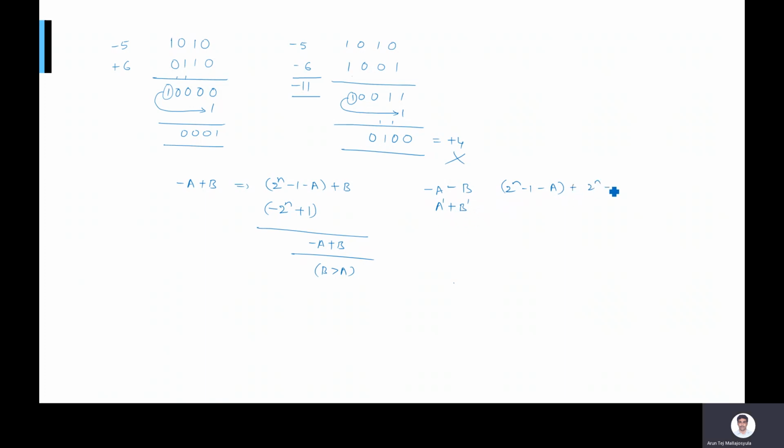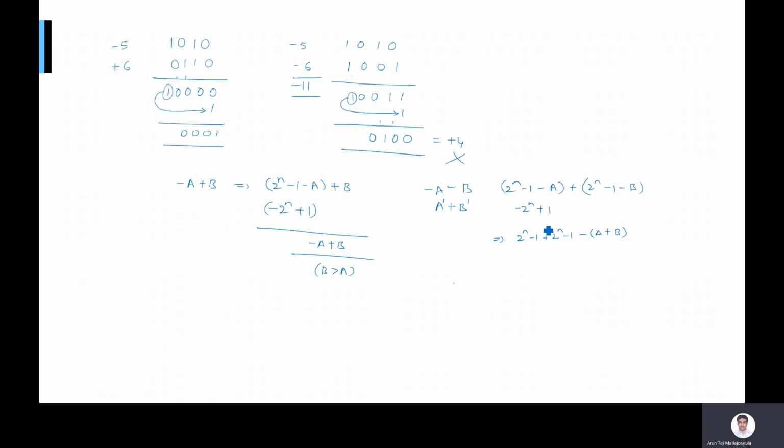So what is B dash? 2 power n minus 1 minus B. So when you do end around, what are you doing? You're subtracting 2 power n and adding 1. That is your end around carry operation, right? So when you do this, what are you going to get? I can write like this, right? 2 power n minus 1 minus A, plus 2 power n minus 1 minus B. I've taken these two out: minus A plus B, right? This is what I'm getting.